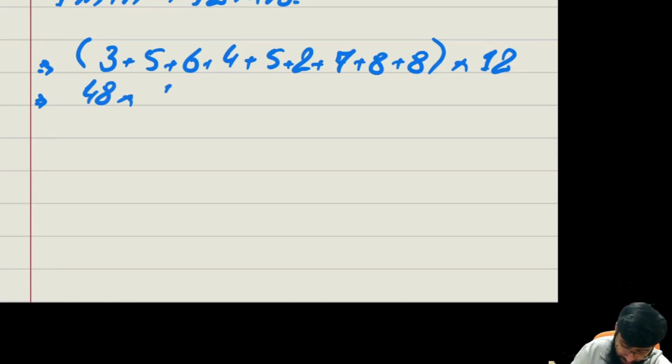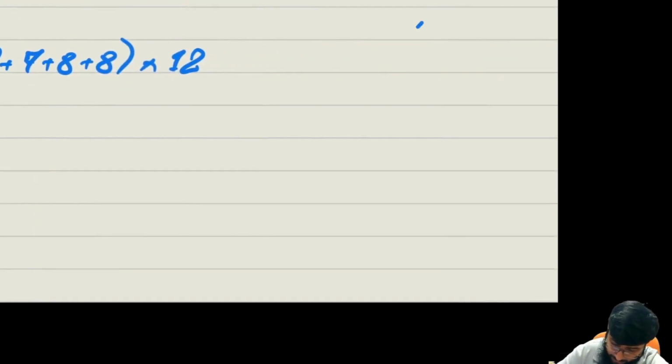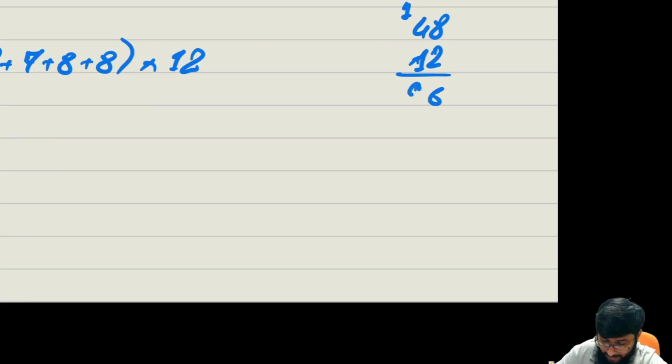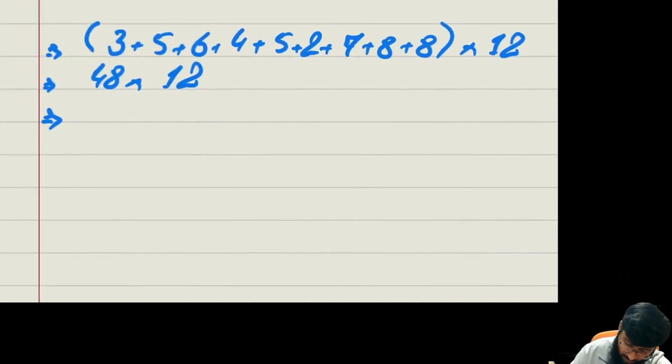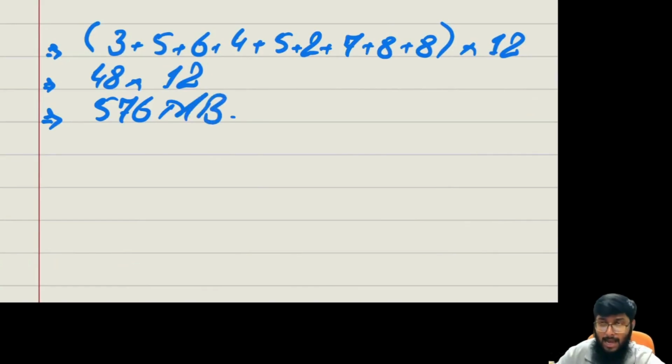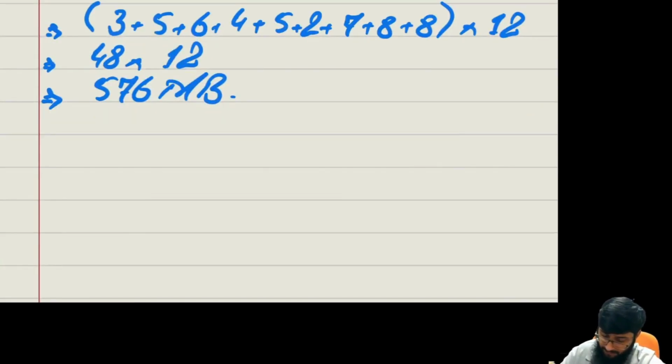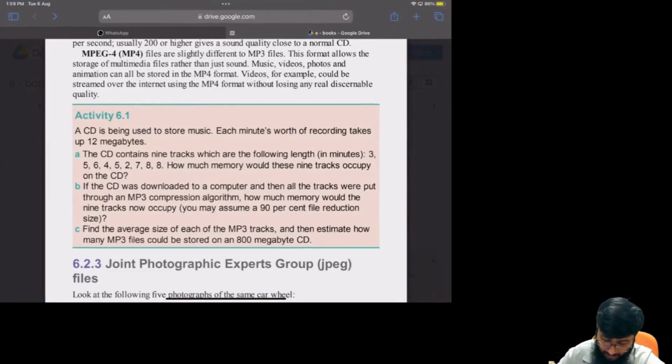So 48 multiplied by 12. We can do it roughly over here. 48 into 12: 2 times 8 is 16, 6 and carry 1, 2 times 4 is 8, plus 1 is 9, and then 8 and a 4 over here. So it will be 6, 9, 9, 18... the total is 576. So what is the total size we are getting? That is 576 MBs.